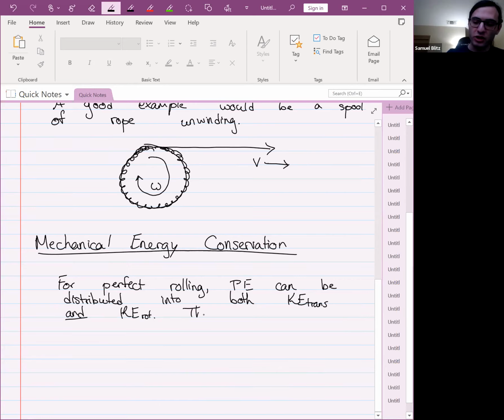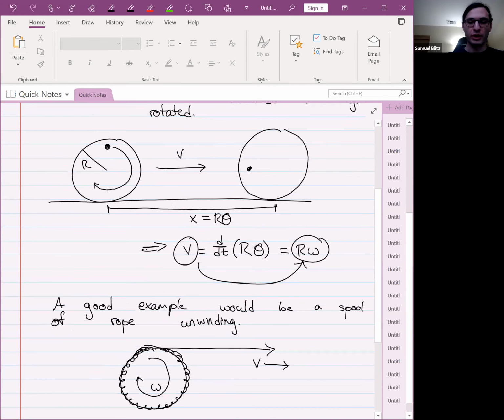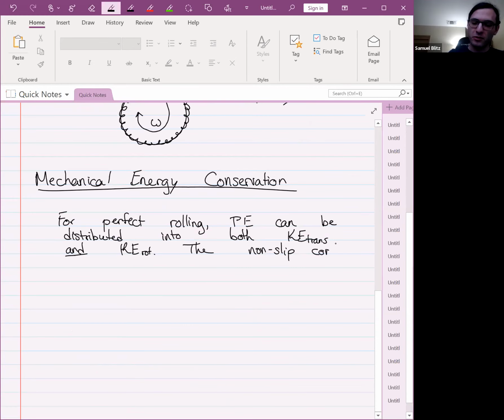The non-slip condition, also known as the perfect rolling condition or the rolling without slipping condition, v_CM equals R omega, that's the relationship that we have here, determines how much goes where. And we're going to see that now.